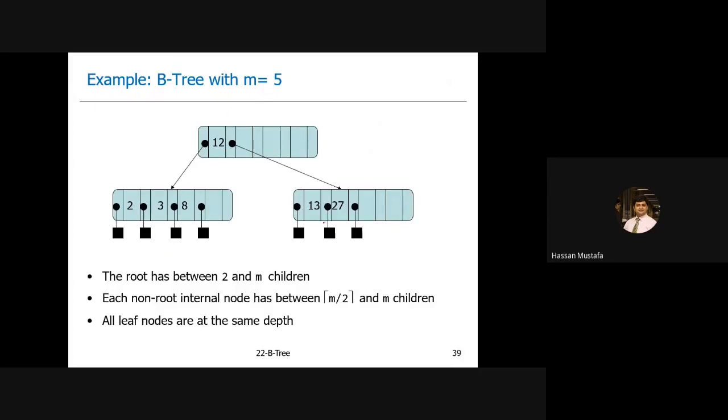In this specific scenario, this is a five-way tree. For every non-root node, we can have 5 by 2, that is 3 children, and 2 keys. So this node has 2 keys, so this is a valid B tree.